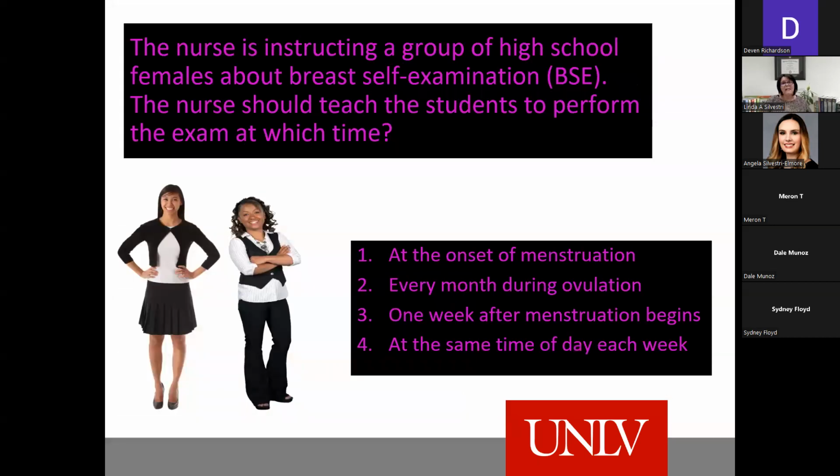All righty, the nurse is instructing a group of high school females about breast self-examination. The nurse should teach the students to perform the exam at which time? At the onset of menstruation, every month during ovulation, 1 week after menstruation begins, or at the same time of day each week. So again, we're back to teaching here. Let's see what you do.